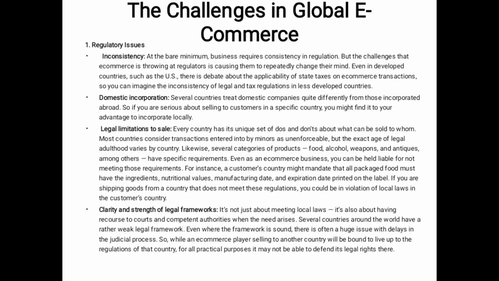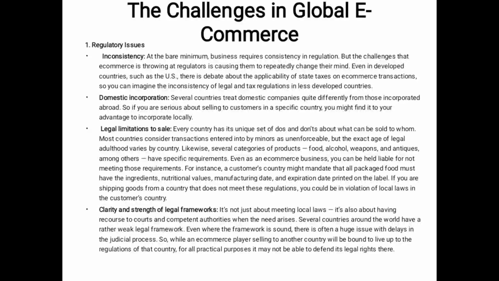Each country has its own do's and don'ts about the selling of items. Some countries have severe regulations and some are very light. So countries which have light regulations cannot sell their products under severe rules and regulations. Therefore, legal limitations are there for selling your items from one country to another. That is also a challenge for global e-commerce.